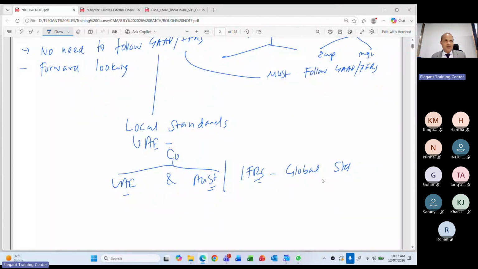No dispute. If your company has prepared financials as per IFRS, there is no dispute about it. No one will question. Clear? And whether your company is following IFRS or not, it is given in the notes to accounts. Any financials, you will find notes to accounts. In that it is mentioned that the financials have been prepared as per IFRS. Clear?